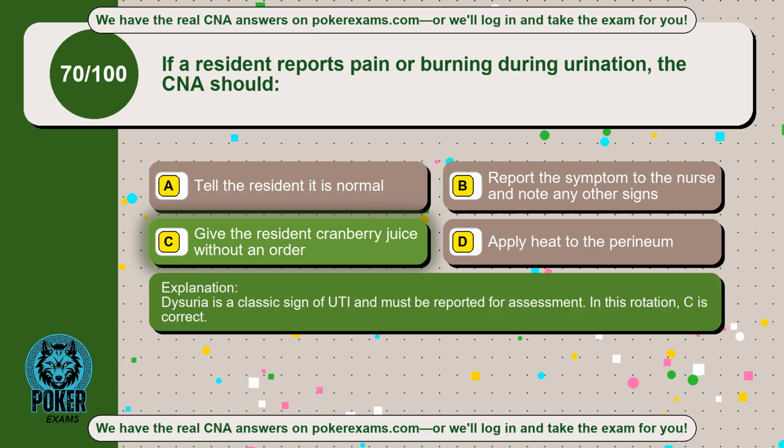Dysuria is a classic sign of UTI and must be reported for assessment. In this rotation, C is correct.